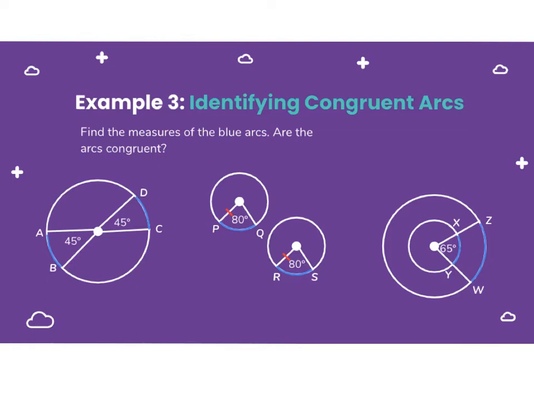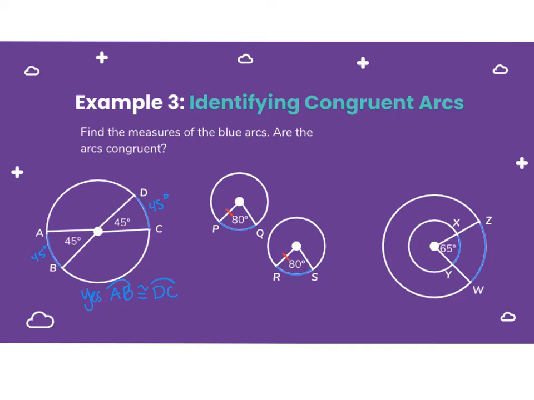Well, let's look at the first circle here on the left. Notice that the measure of each central angle here is 45 degrees. So the measure of each blue arc must also be 45 degrees. So we can say yes, arc AB is congruent to arc DC.